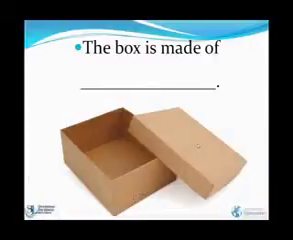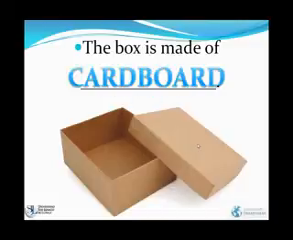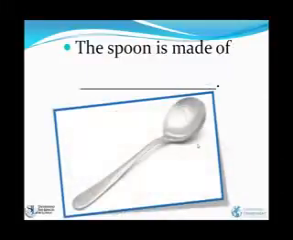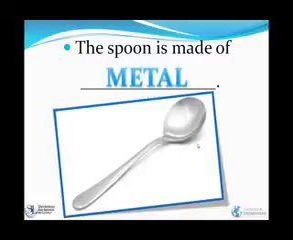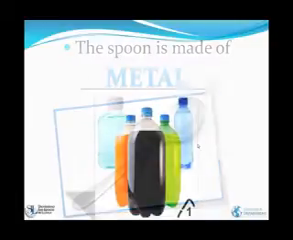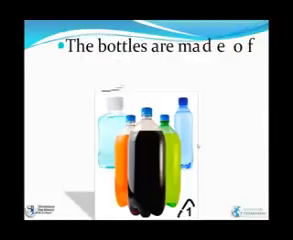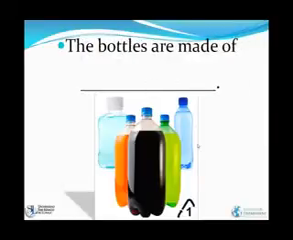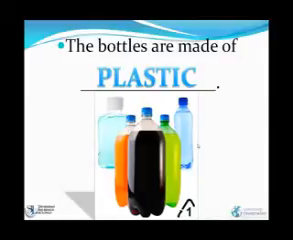The box is made of cardboard. Cardboard is the material people use to make boxes. The spoon is made of metal. The bottles are made of plastic.